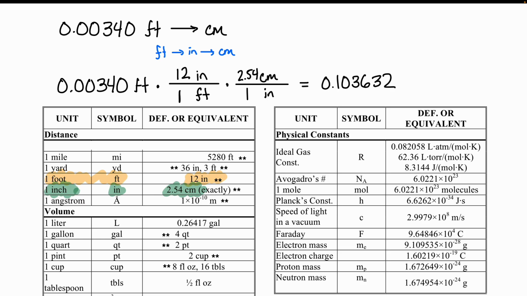Again, units going back, my feet cancel out. Foot on top, foot on the bottom, those will cancel. Inch on top, inch on bottom, those cancel. And I'm left with those units of centimeters. I've got to do my final step here.